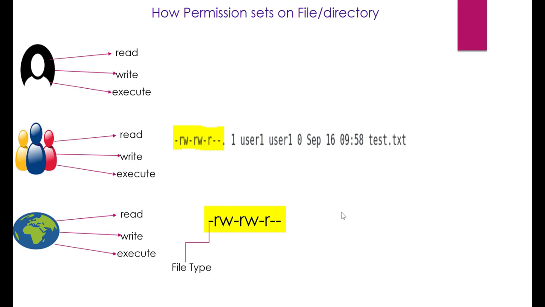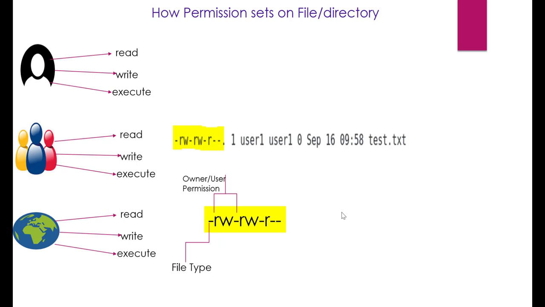As I said earlier, there are many file types available in Linux, like directory type, link type, block device type, etc. So in case of a directory, this character would be the letter D. In case of a link, this character would be the letter L. Okay, so that's about the file type. The remaining portion is actually talking about the permissions.